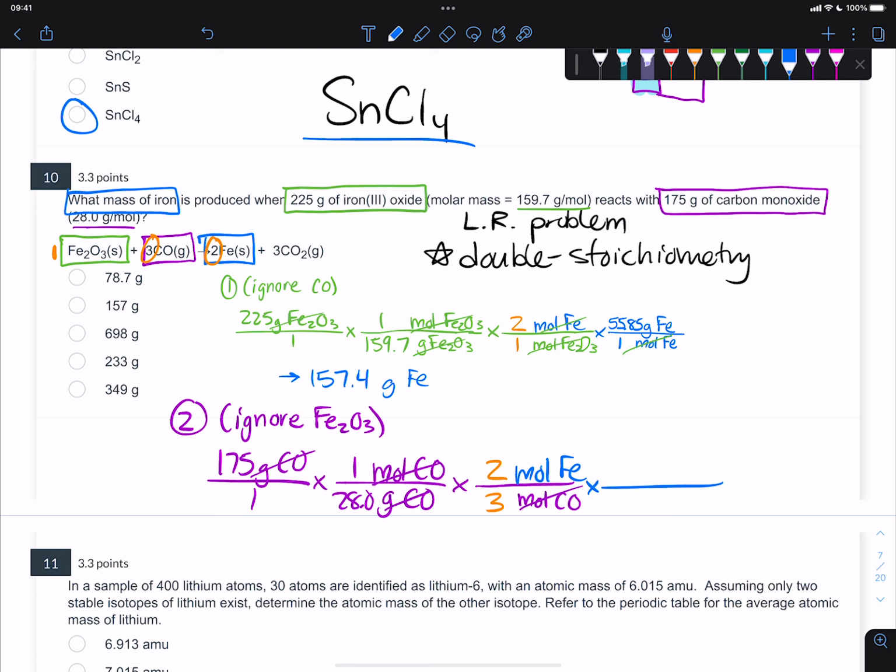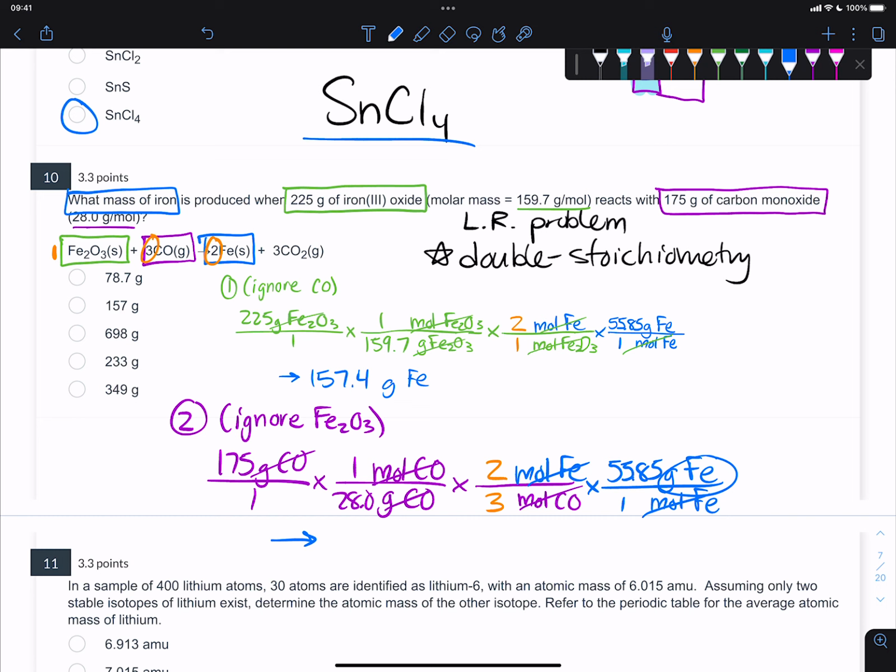And then you're going to convert your moles of iron into grams of iron. And whenever you convert moles to grams or grams to moles, you need to use the molar mass. We find the molar mass of iron on the periodic table. Already we found it, and that's going to be 55.85. And you're going to get another iron value. And you're going to compare the two. The lowest iron value is the one that's going to be the amount you can actually make. And that's because, like with the sandwich example, the other thing is going to run out.